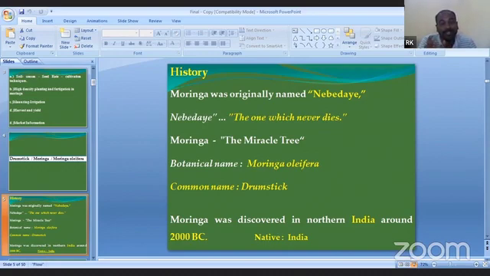Why is it called the miracle tree? I will discuss that in the later slides. Okay, the botanical name I already explained, that is Moringa oleifera. Why is it called the botanical name? The botanical name is the international name.